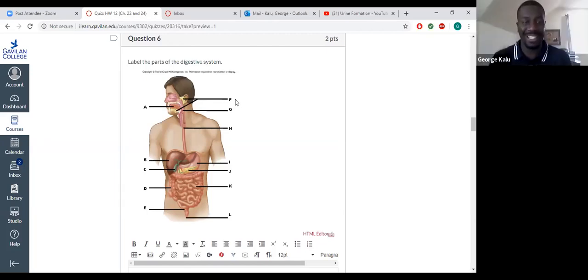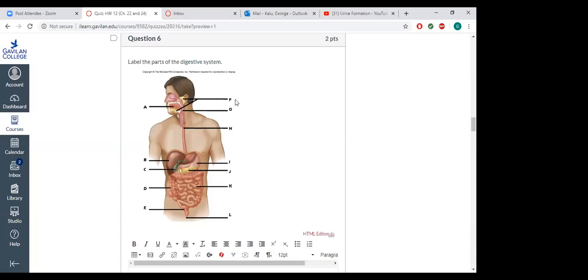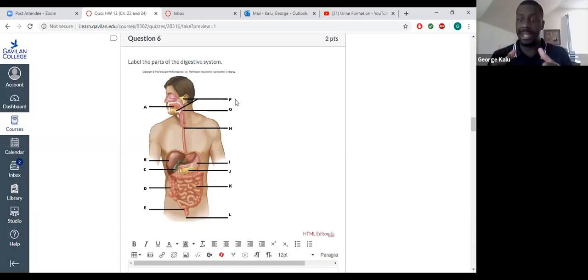Can anyone help her out? Salivary amylase. Yes. So it's going to be producing saliva, and inside that saliva there's going to be an enzyme called salivary amylase. So what does salivary amylase break down? Carbohydrates. Yes, exactly. So salivary amylase helps to break down carbohydrates. Good.